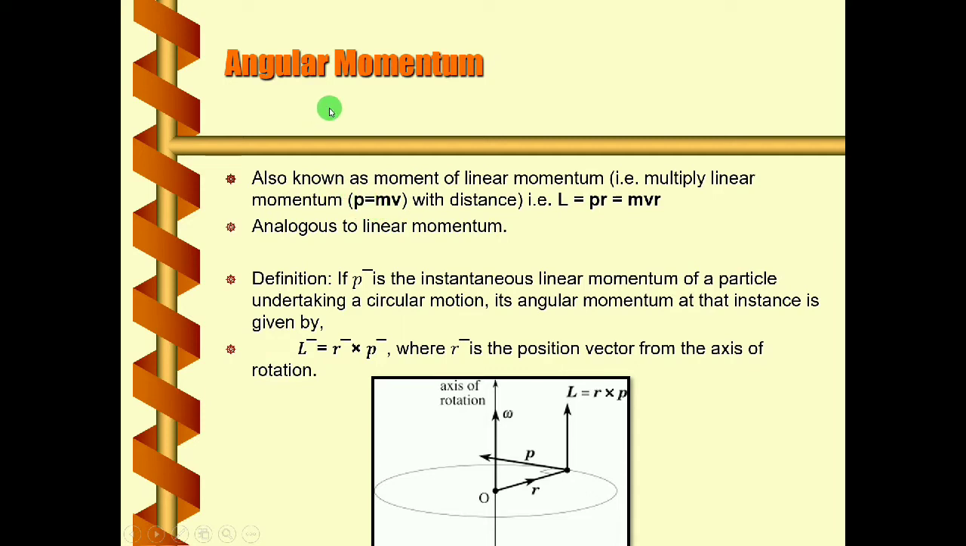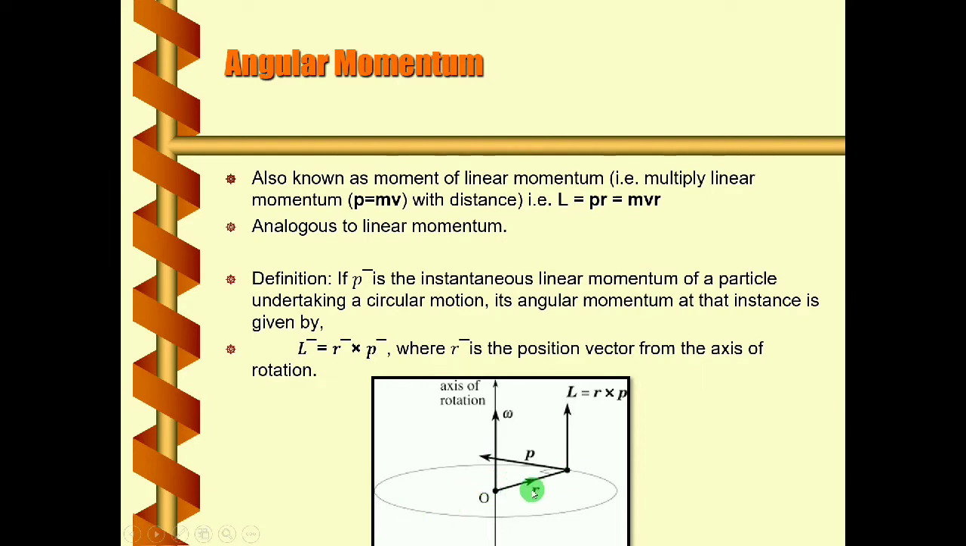Okay, what about angular momentum now? Angular momentum is analogous to linear momentum. Secondly, it is also known as the moment of linear momentum. What do you mean by that? You will multiply linear momentum with distance. What distance? The distance of the position of the object from the axis of rotation.